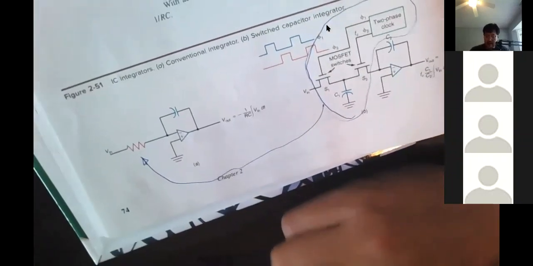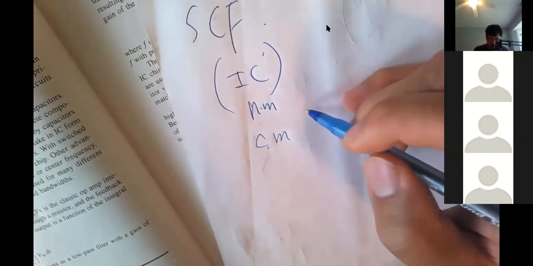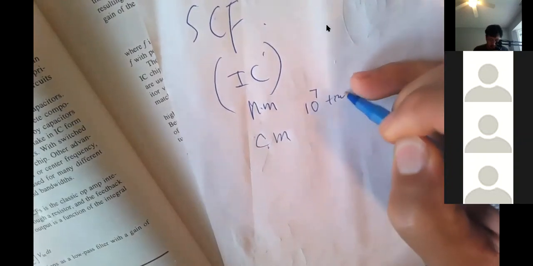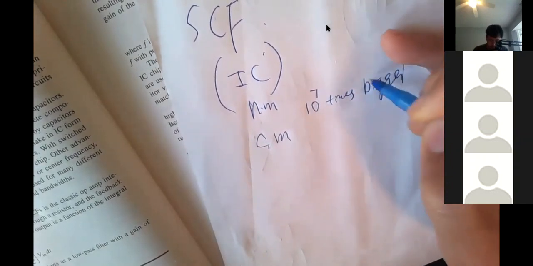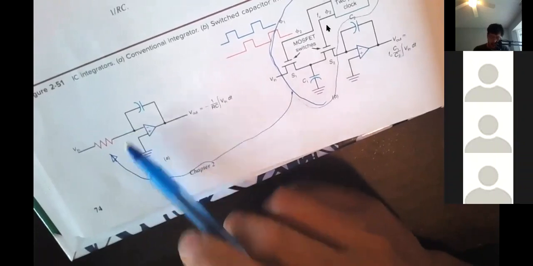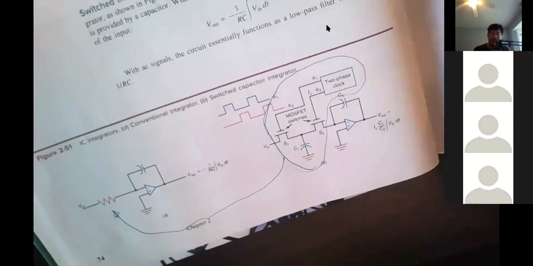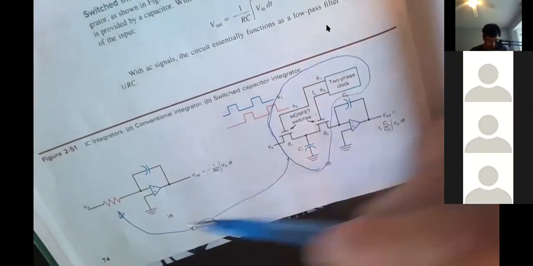Instead of nanometers, this guy we are talking about centimeters. What's the difference between centimeter and nanometer? 10 to the power 7 times bigger. Go from here to here. So this guy is 10 to the power of 7 times bigger than this guy. So which one do you like? This or this?